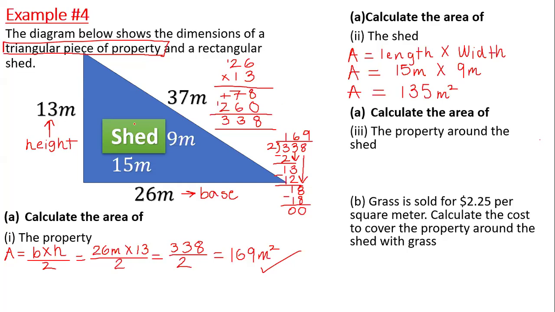So what did we figure out? We figured out the area of this little shed here. Let me know if y'all understand that, please. How we got the area of the shed? Yes, sir. All we did was multiply length times width. That makes sense to y'all? Yes, sir. So 15 times 9 is 135. Good.